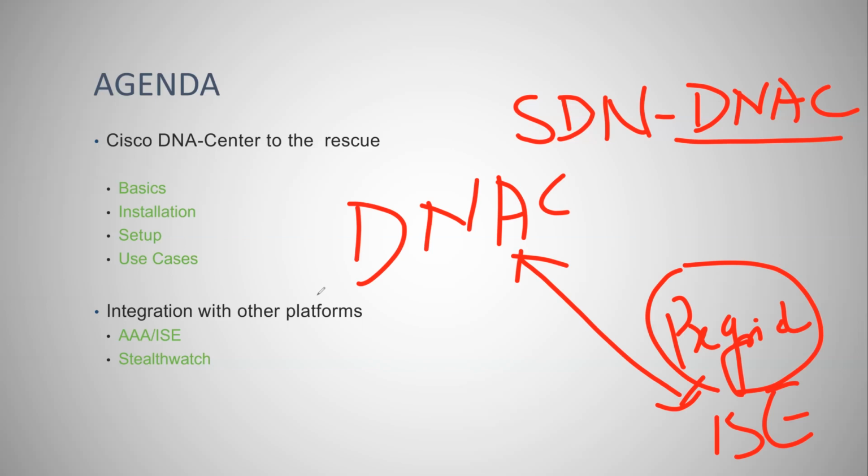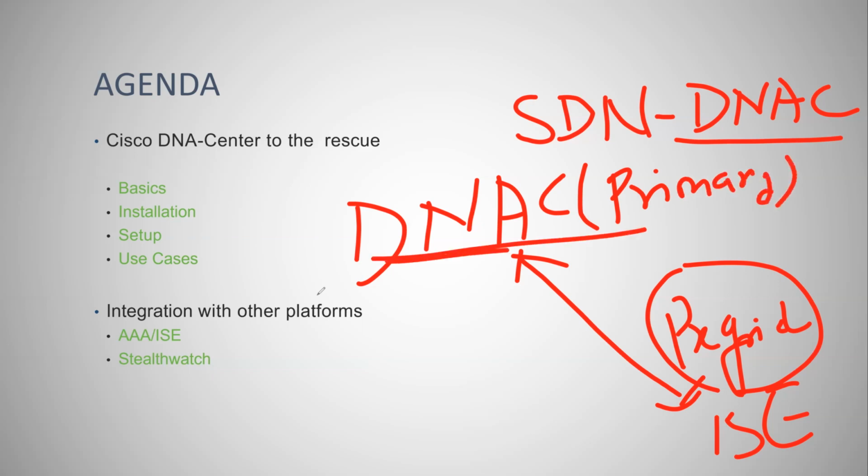Once you do the integration between DNA and ICE, this will become your primary. So whatever policy, scalable group, or virtual network you create in DNA, it will get replicated in the ICE. And from DNA, you can manage everything.